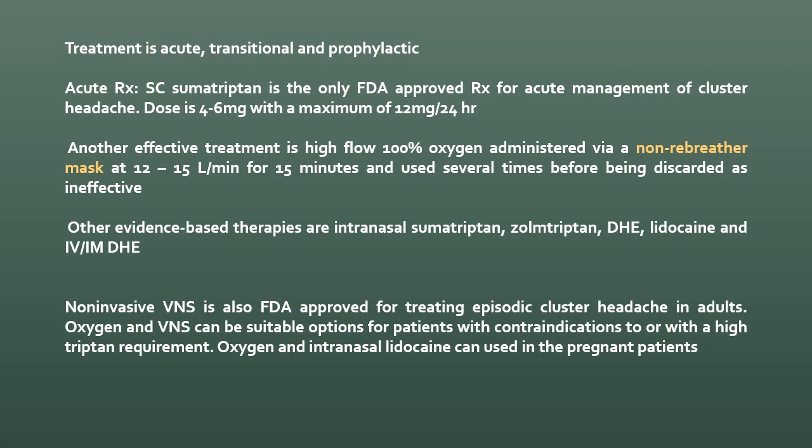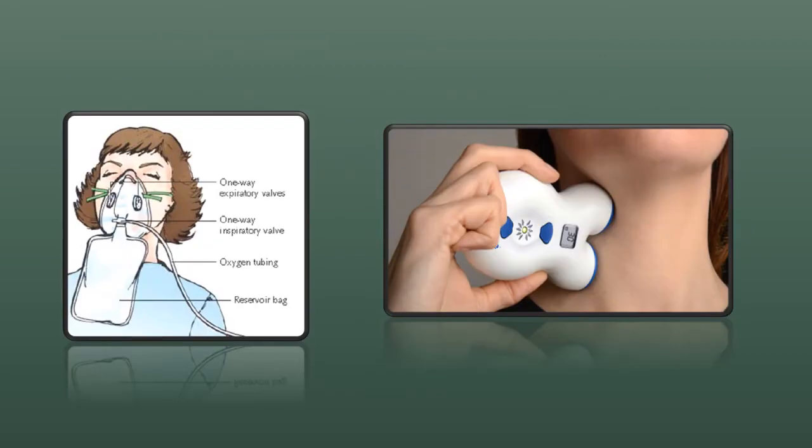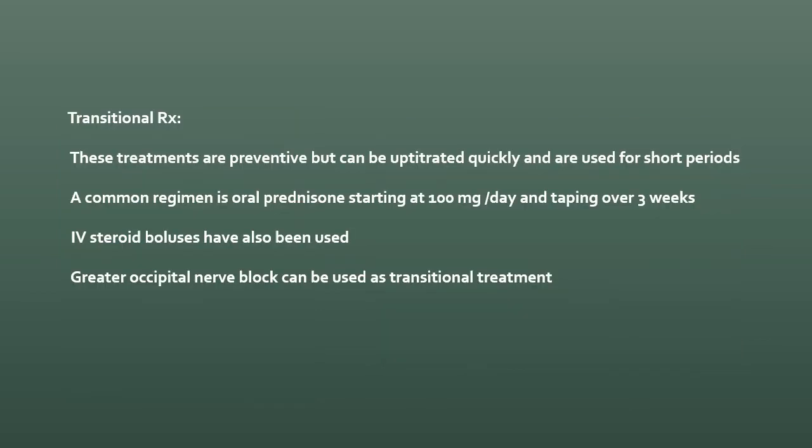Oxygen and VNS can be suitable options for patients with contraindications to or with a high triptan requirement. Oxygen and intranasal lidocaine can be used in pregnant patients. The figure on the left shows a non-rebreather mask. Oxygen should not be given through a nasal cannula but through the mask, which is the most effective way of giving high concentration, high flow oxygen. The figure on the right shows a non-invasive vagus nerve stimulator.